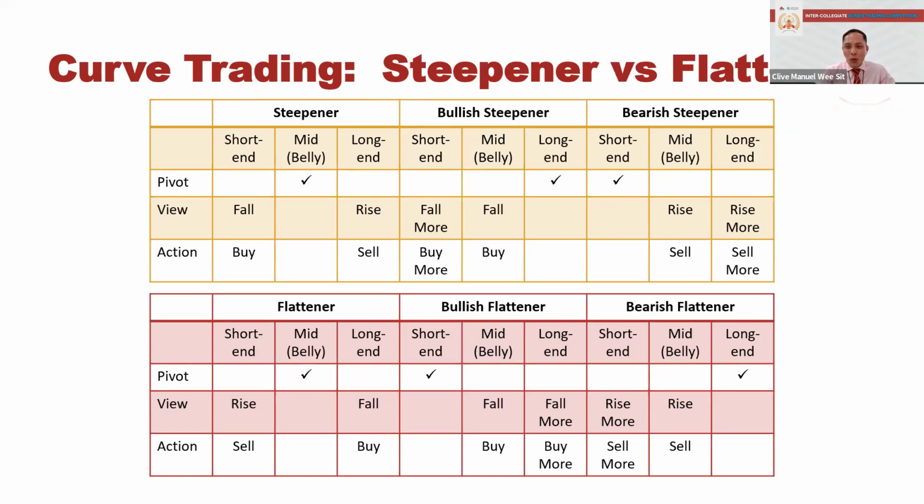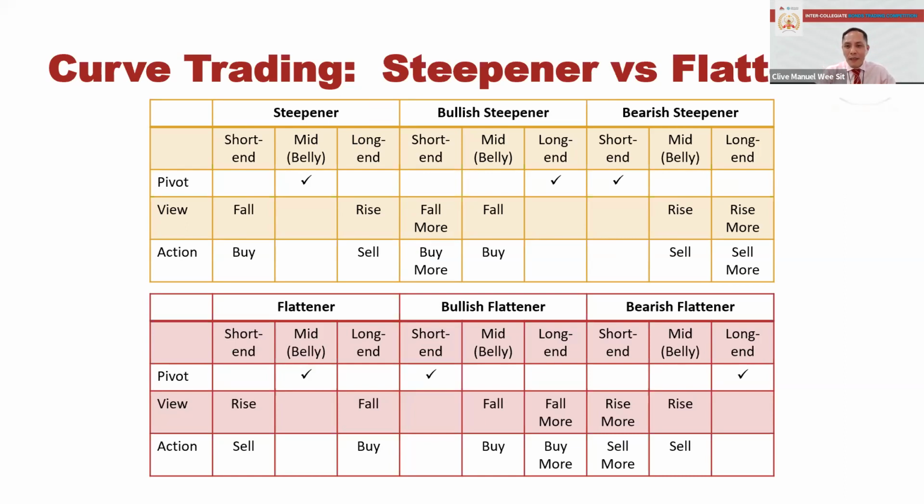So given what is your view, whether your view is you expect to see the yield curve to flatten in the near term or to steepen in the near term, you will make that decision to buy or sell securities in different parts of the curve. So let's talk about a steepener. So the upper left side of this table. So for a steepener, the pivot is actually the middle or the belly of the yield curve. So whenever you see a steepening yield curve, what's going to happen is the short dates or the shorter end of the yield curve is going to fall and the long end of the yield curve is going to rise. That's what a steepener is.